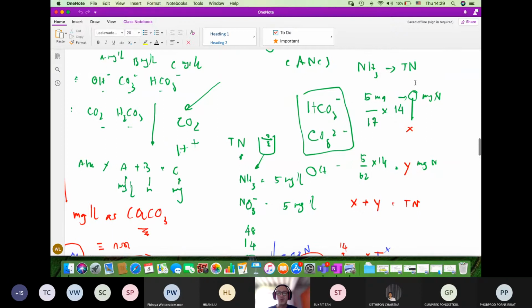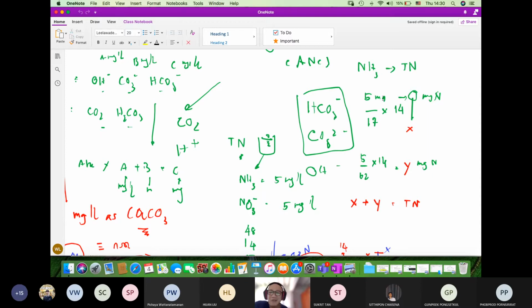If you want to convert milligrams per liter as ammonia to milligrams per liter as N, you can just use the concepts of mole, molarity. So 5 milligrams: if you want to convert this into a mole, you have to divide it by the molecular weight. Grams divided by molecular weight is mole. The molecular weight of the ammonia is 17. 5 divided by 17 is mole, probably millimole, because here it is milligrams.